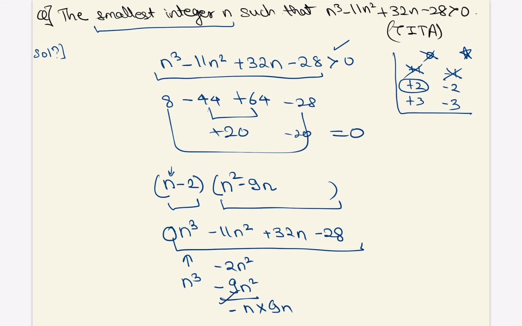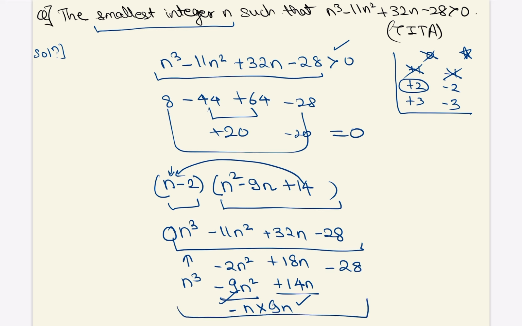Now what did I get extra? Plus 18n. What extra do I need? Plus 14n I need. So if I write plus 14 here, I'll get 14n. This is also done, and in the end I get 14 into 2, 28. So this is satisfied. I got the equation that I needed, right? So n minus 2 is a factor, and n squared minus 9n plus 14 is also a factor of this big equation, right? I got one factor.